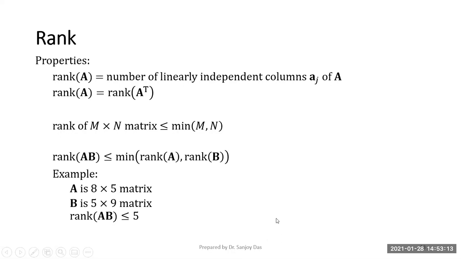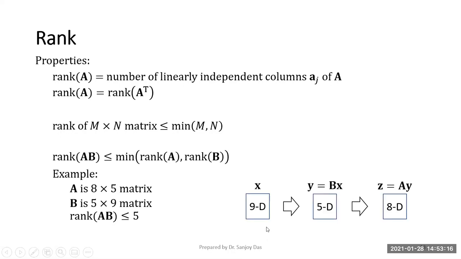Geometrically, let's try to interpret this. So let's begin with the 9-dimensional space. Okay. We have B is a 5 by 9 matrix. We take a 9-dimensional vector X and let Y equal BX. So Y will be 5-dimensional because B is 5 by 9, correct? Y equals BX. This is a 9 by 1 vector X, and this is 5 by 9. Yes.